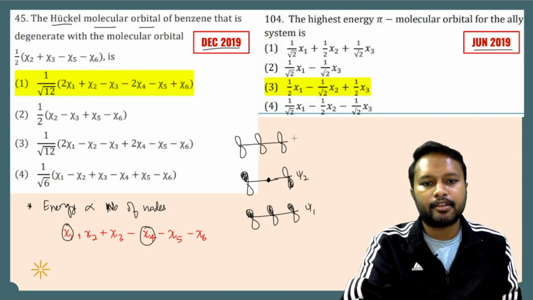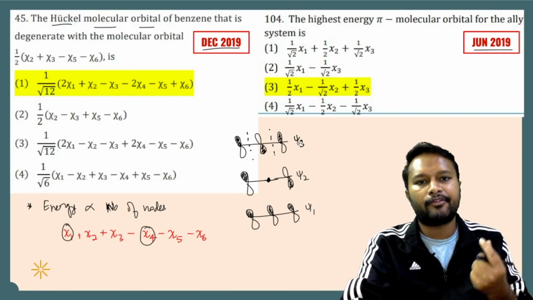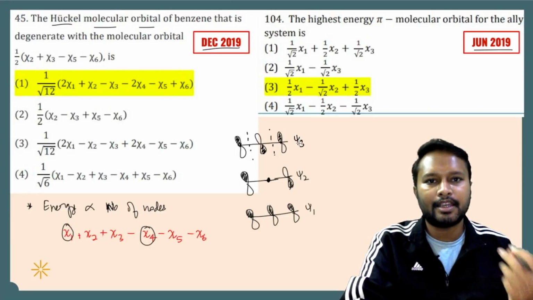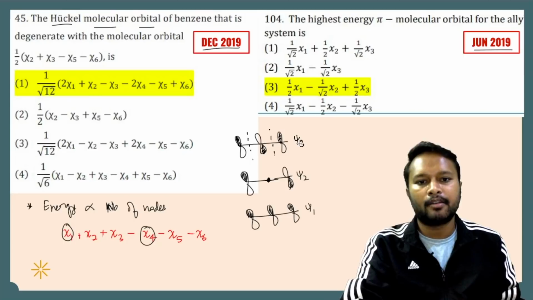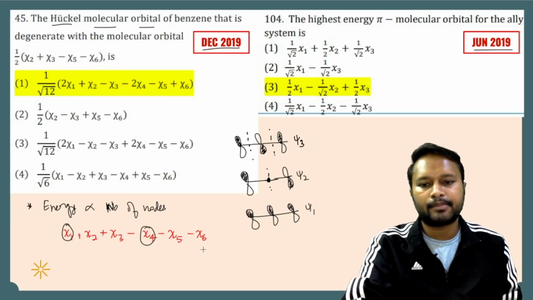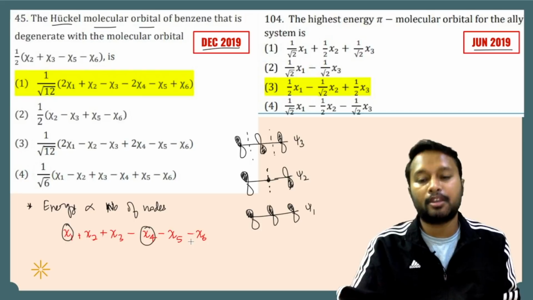And here this is psi3, so you will have 2 nodes in this. The nodes are here. So you know how to find the nodes. If a molecular orbital wave function is given by psi n, the number of nodes is n minus 1. So psi3 will have 2 nodes, psi2 will have 1 node, psi1 will have 0 nodes.